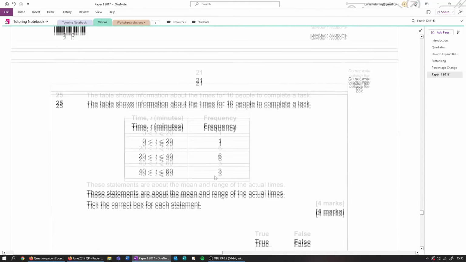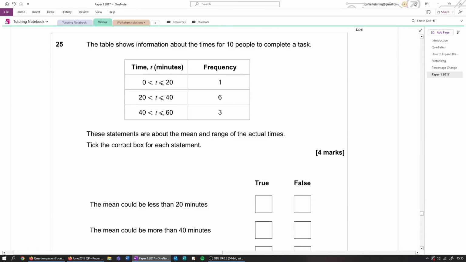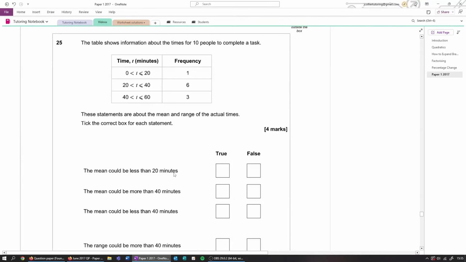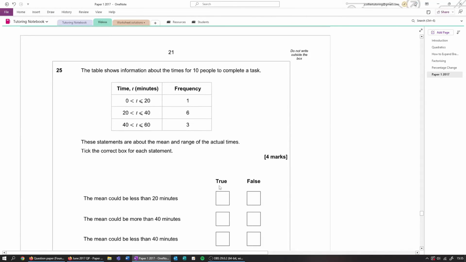Okay, next one here. The table shows information about the times for 10 people to complete a task. These statements are about the mean and range of the actual times. Tick the correct box for each statement. So could the mean be less than 20 minutes? Well, let's have a think about it. So we have one person who is in the 0 to 20 band, and then 6 people in the 20 to 40, and 3 people in the 40 to 60.